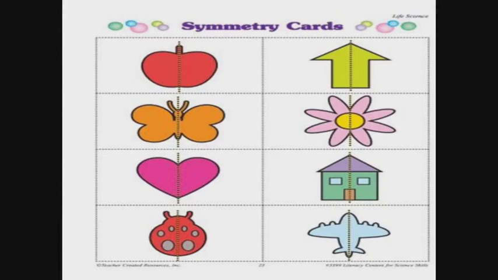Well, first we have an apple, which has a vertical line of symmetry. The same with the butterfly, the heart shape, a beetle, an arrow shape, a flower shape, a house, and also an airplane.